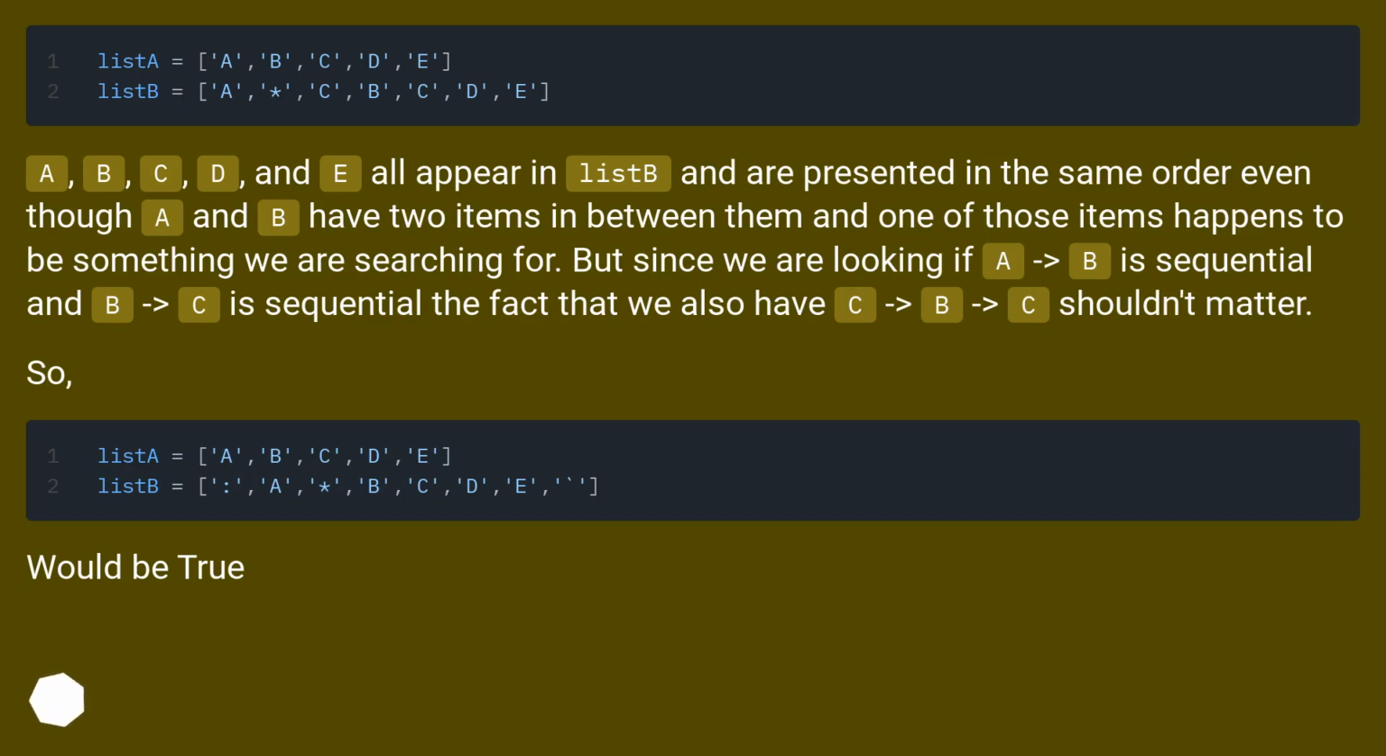A, B, C, D, and E all appear in list and are presented in the same order even though A and B have two items in between them and one of those items happens to be something we are searching for. But since we are looking if A, B is sequential and B, C is sequential, the fact that we also have C, B, C shouldn't matter.